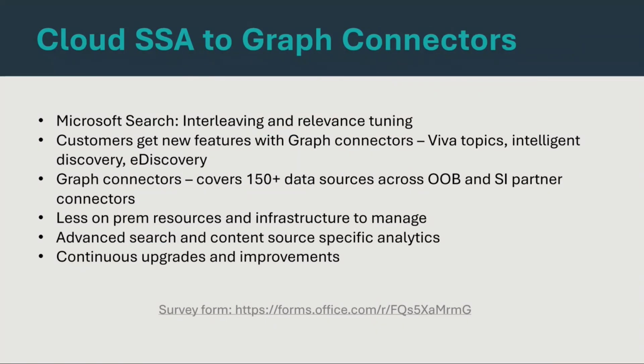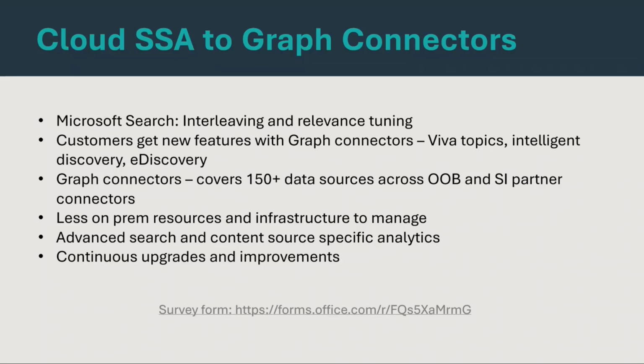I wanted to take a stab at how graph connectors are a better option. Graph connectors are a great way, as Rajiv already told, to bring in on-prem and third-party content, which is difficult in some ways with cloud SSA. Now we have got great support for both cloud and on-prem content, including on-prem file shares. And in terms of experiences, Microsoft Search is the key experience, interleaving is in preview, and a lot of relevance tuning options are available with graph connectors.